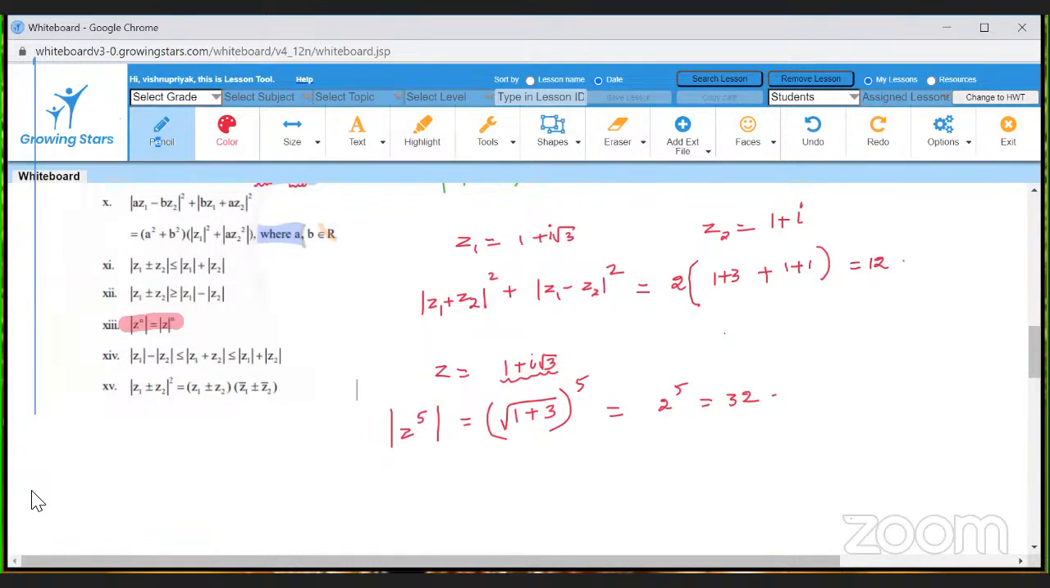Now I may be a little fast. For some students, I may sound very fast. For some, I may sound very slow. But you have the recorded notes. You can go through it again and again. Slowly you can learn it again.